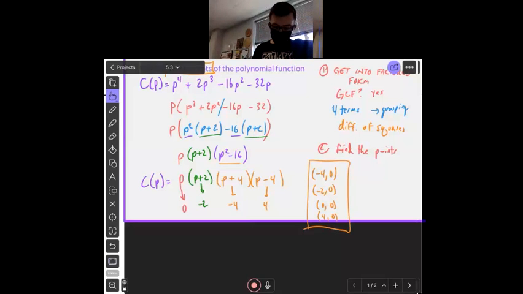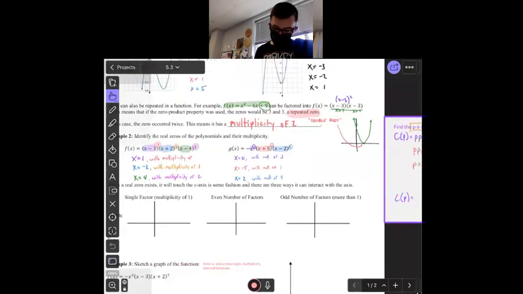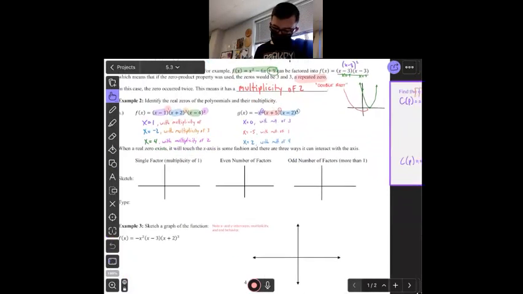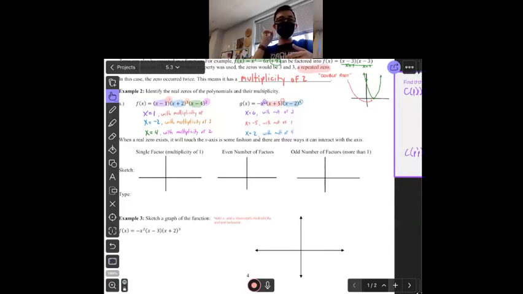All right, let's head back to the normal stuff here. So we talked about multiplicity. Next thing I want to do is talk about what multiplicity looks like.